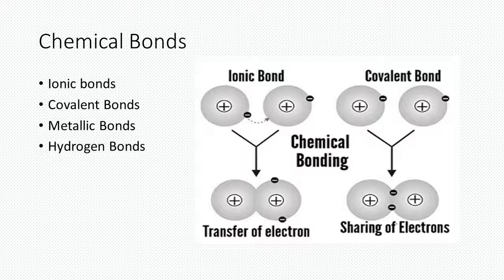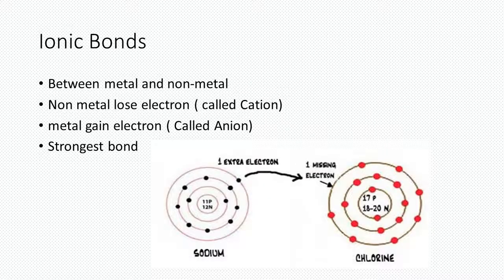So first of all I'm going to talk about ionic bonds. Ionic bonds usually happen between a metal and a non-metal. In this case, the non-metal loses an electron, becoming what we call a cation, and the metal gains an electron, becoming an anion. Usually non-metals lose electrons because they have extra electrons in their outermost shell, and metals gain electrons because they're missing electrons in their outermost shell.